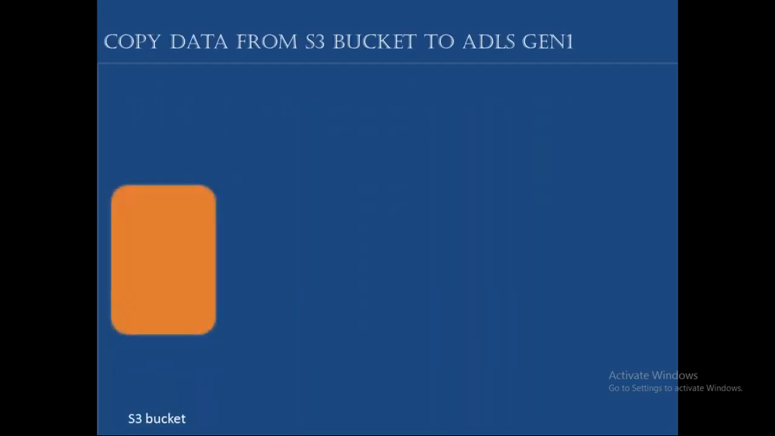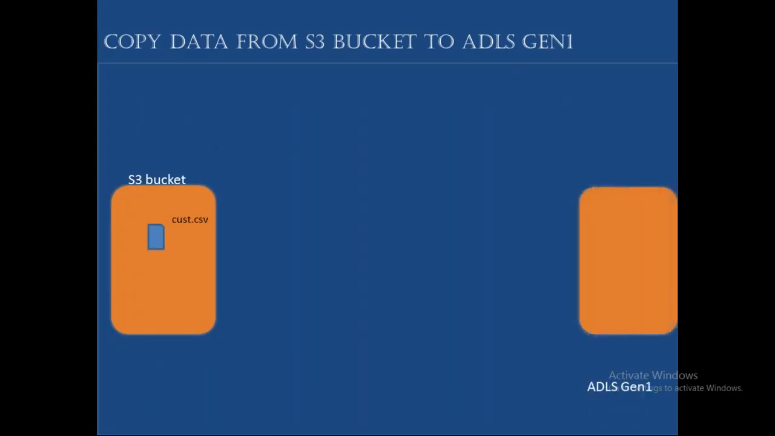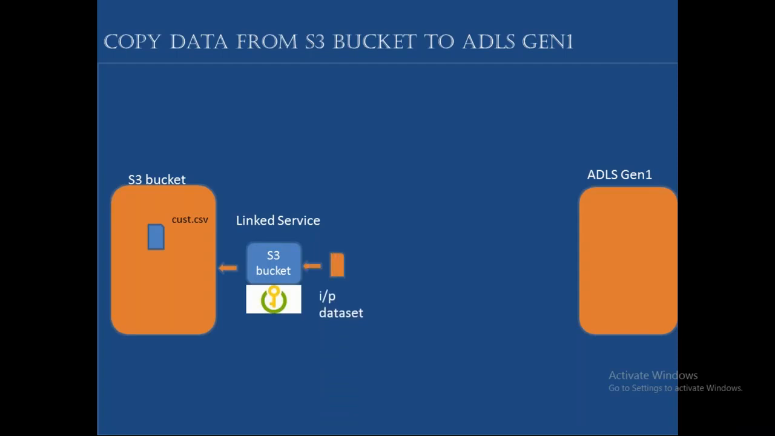You see here, I have an S3 bucket. In this, let's imagine I have a custody.csv. This I want to move into ADLS Gen1. So first, as we know, we need to create the linked service for the S3 bucket. Then we need to create an input dataset which references that particular file. Then I need to define my task. My task is to copy data from the S3 bucket to Azure Data Lake Storage Gen1.